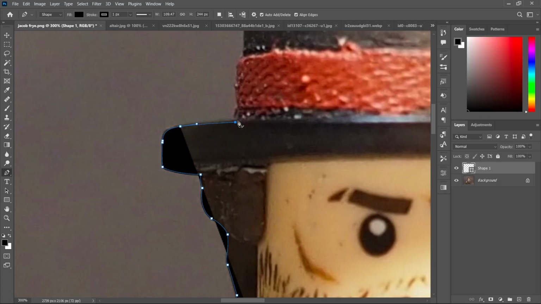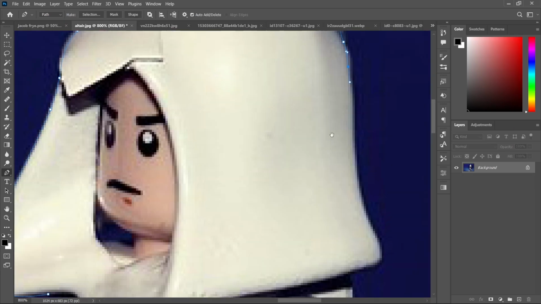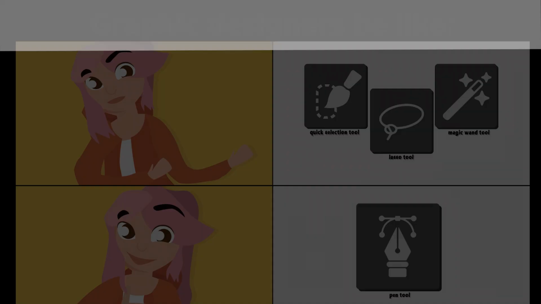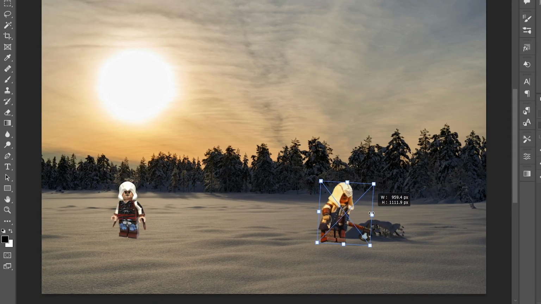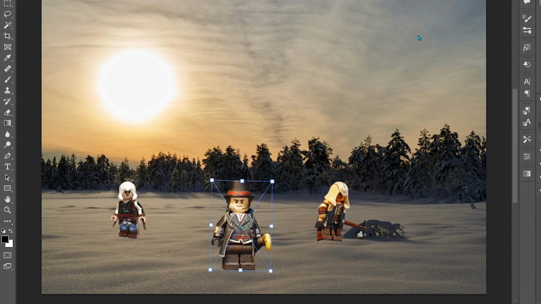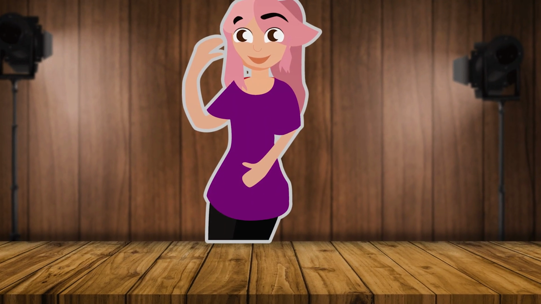First, I started by masking the characters using the pen tool. I put some of the characters into the layout, but ended up having to take a few out. Each character has at least 2 layers.